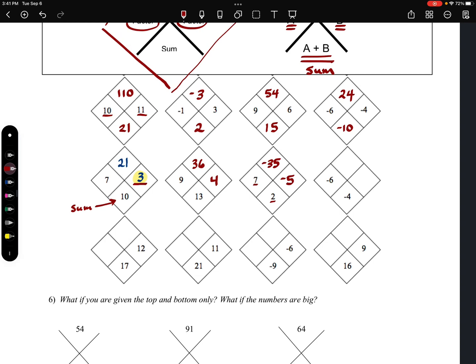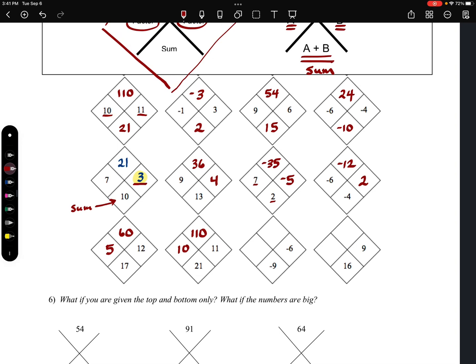Next one, -6 plus blank is -4. That would be +2. And then -6 times 2 is -12. Next one, blank plus 12 is 17. We know that's going to be 5. And 5 times 12 is 60. Next one, blank plus 11 is 21. Well, that would have to be 10. 10 times 11 would be 110.